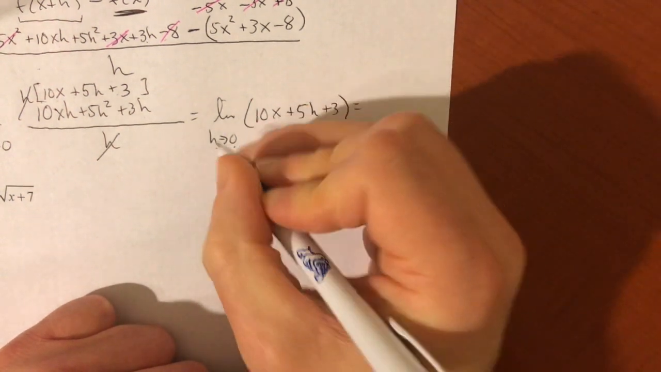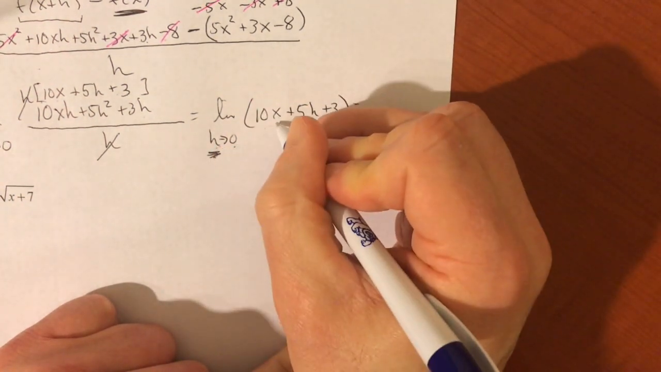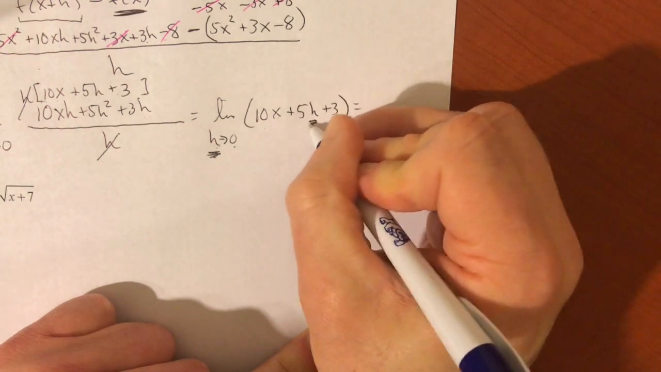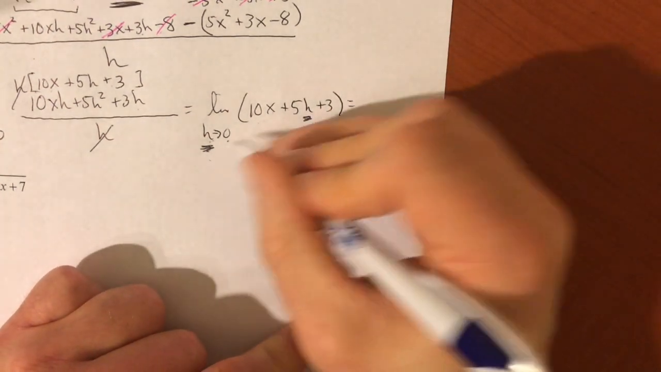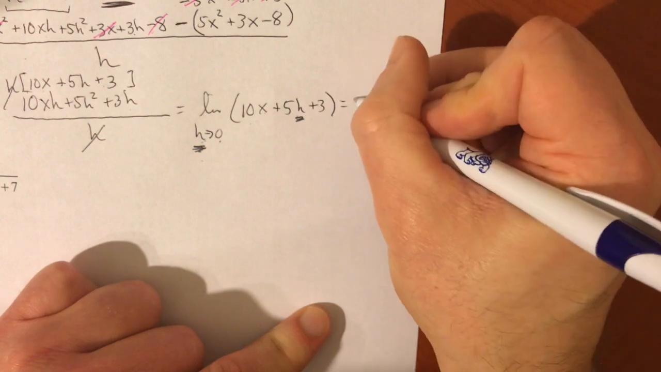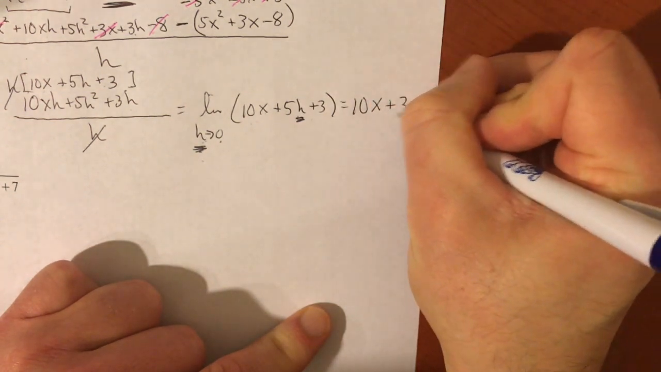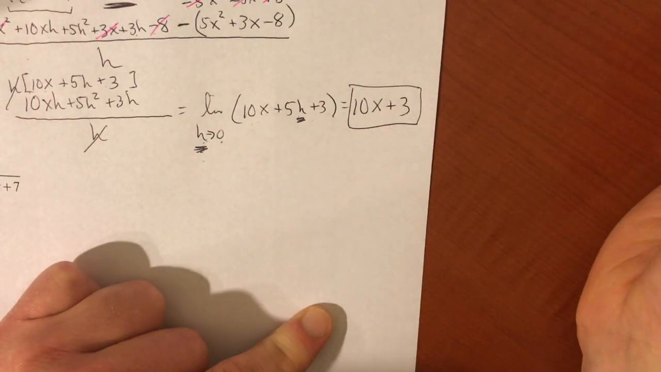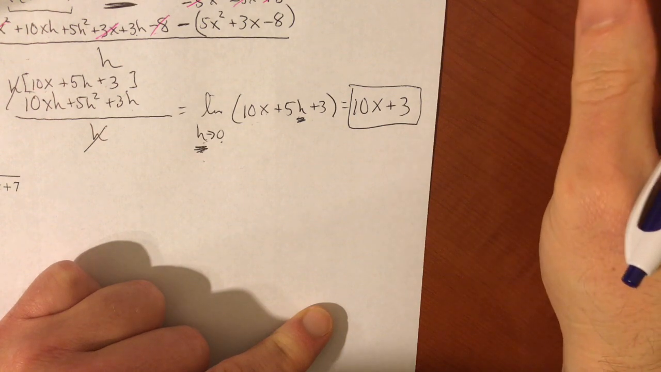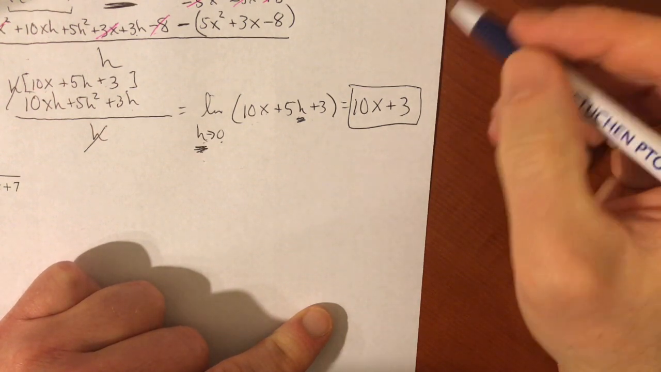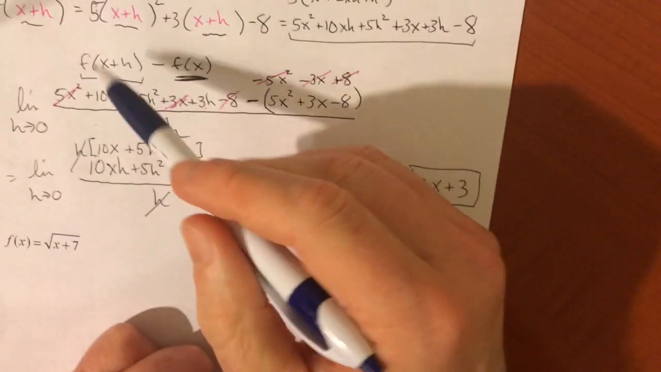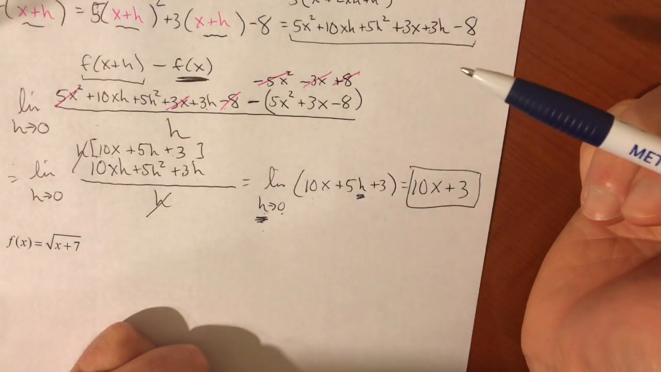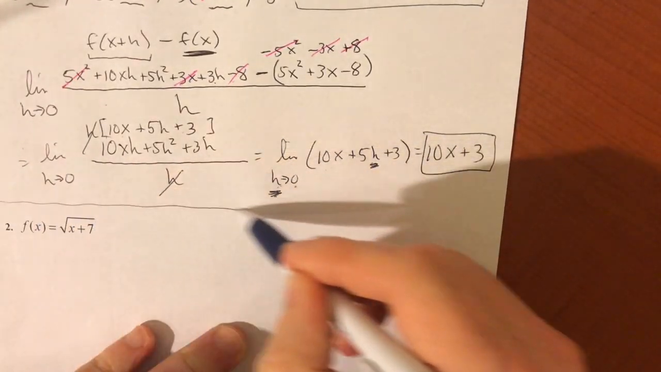And when you substitute 0 for h, not for x, because you've got two variables going on here, so just pay attention to that. Substitute 0 for h, that part's going to drop out, and you're left with 10x plus 3. That is the answer. Right now, it doesn't mean a whole lot to you, if anything. It's just a little algebra manipulation, and that's good enough for right now.